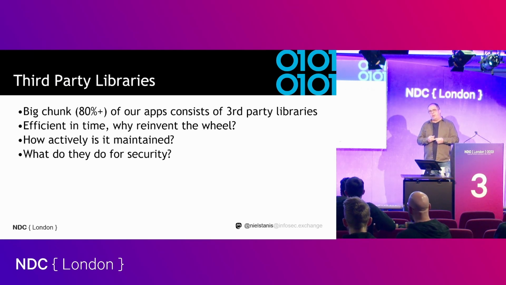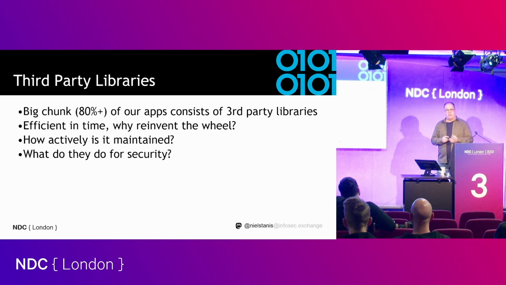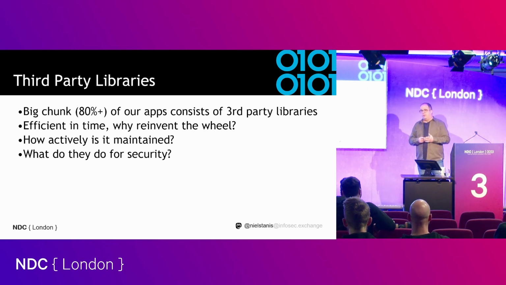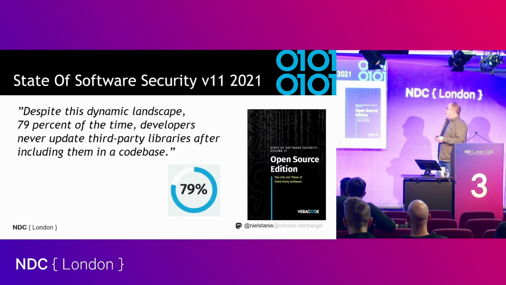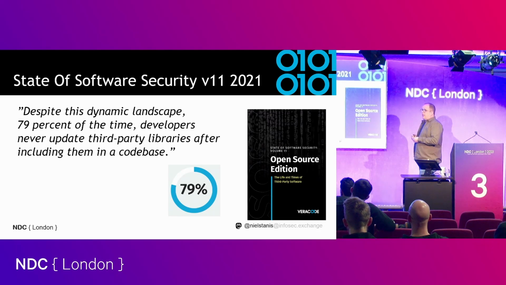And what do they do for security in general? Do you see a process? Is it easy to report vulnerabilities? Do you see stuff around, hey, do they do security testing themselves, like maybe with some fuzzing? So throwing a lot of inputs against the library and seeing how it behaves or if it crashes. Those are a lot of things we need to consider if we pull in libraries, and especially if it's third-party libraries. And a good metric around this is a report called State of Software Security.